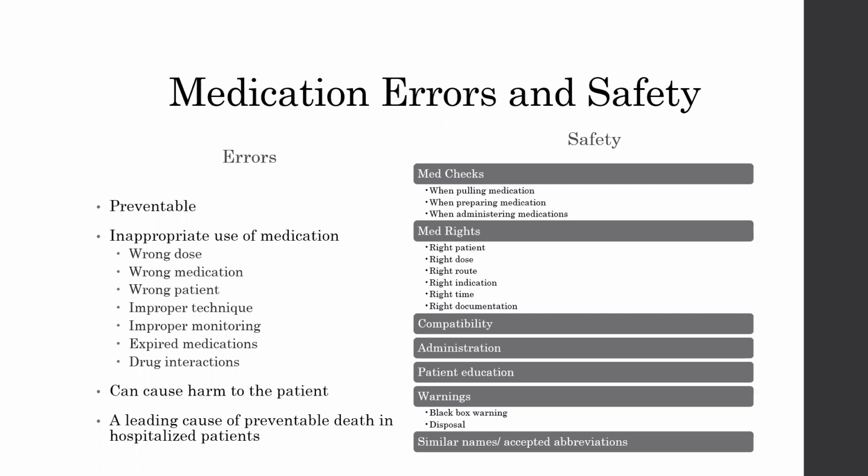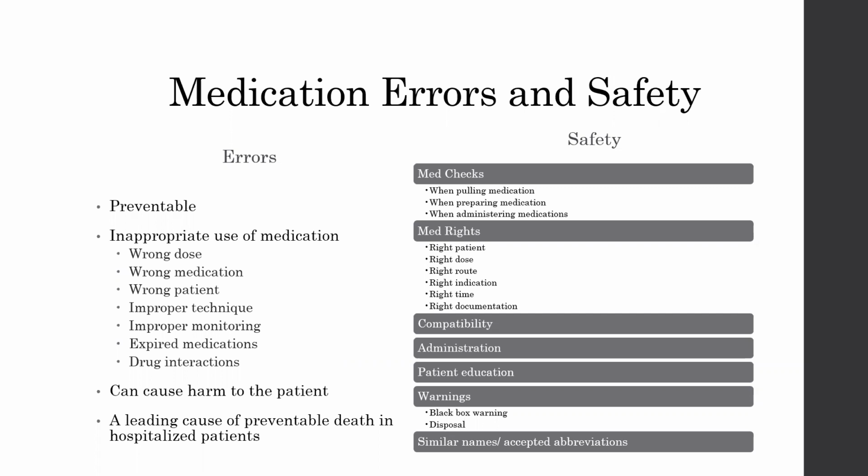Other ways that we can prevent errors is by safely checking compatibility, making sure that we have proper administration technique, and that we're trained and prepared for whatever form of medication we're giving, that we've provided patients with the proper education. This is going to be especially important because sometimes patients will question their medications, and they question it because it's not the right medication, or maybe it's a different time than they typically take it. So that's a good way to check and verify our rights as well.